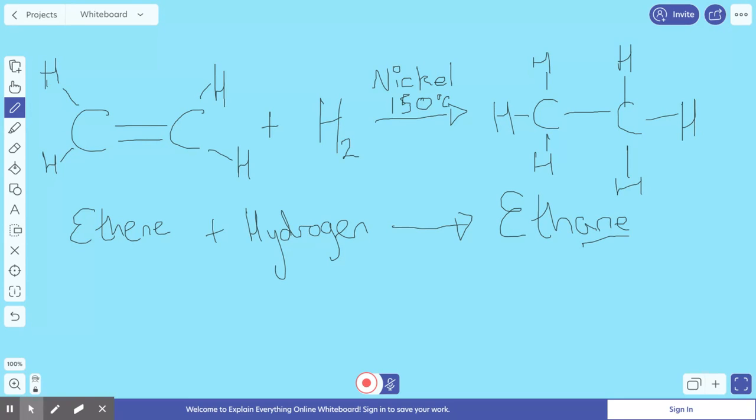hydrogenation of ethene. Now, if we changed our reactant, our starting material, from ethene to a different alkene, let's say the next one up, so if we've got 3 carbons, we're going to have to do a little bit of modification to our reaction.